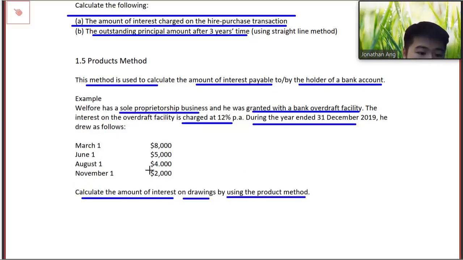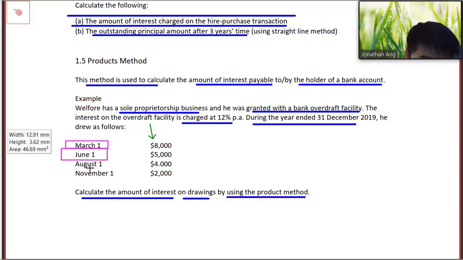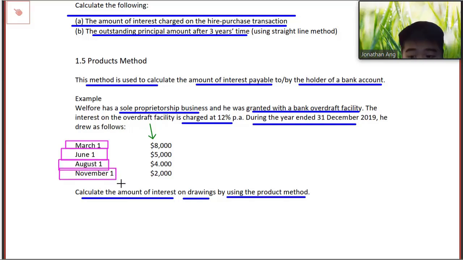So basically you see, 1st of March, you withdraw 8,000. Your overdraft works in this way. Overdraft means that if you use the overdraft facility, then only you are being charged interest. If you don't use it, you are not being charged. So you will go product by product. So this is one product. This is another product. This is also another. This is another. So you got 4 different products and each of them you use for a different period.